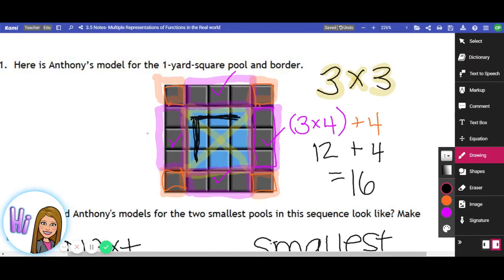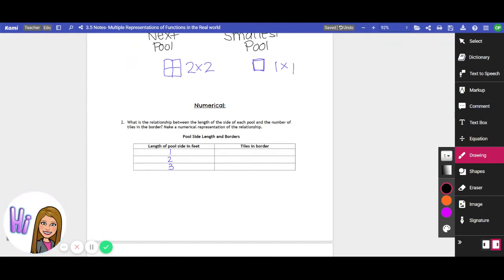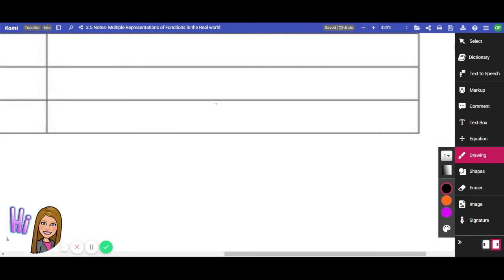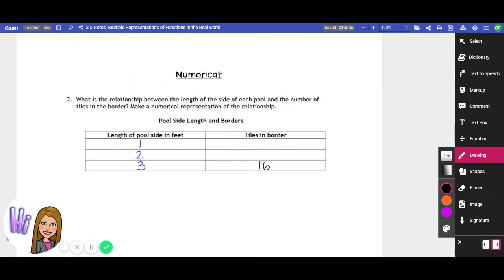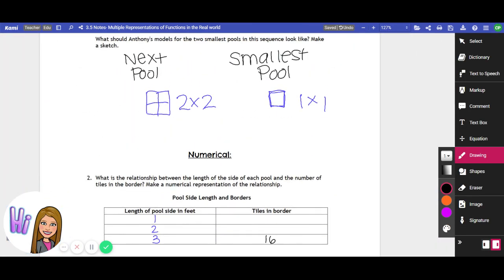So we can put that in our chart down here. So for the 3x3, we end up with 16 total tiles that we need to create that entire border. And then for the 2x2 pool, we can break it down the same way. So if we think about it in terms of how many pool tiles go here. And this is not the only way to break it down, it's just one of the ways.